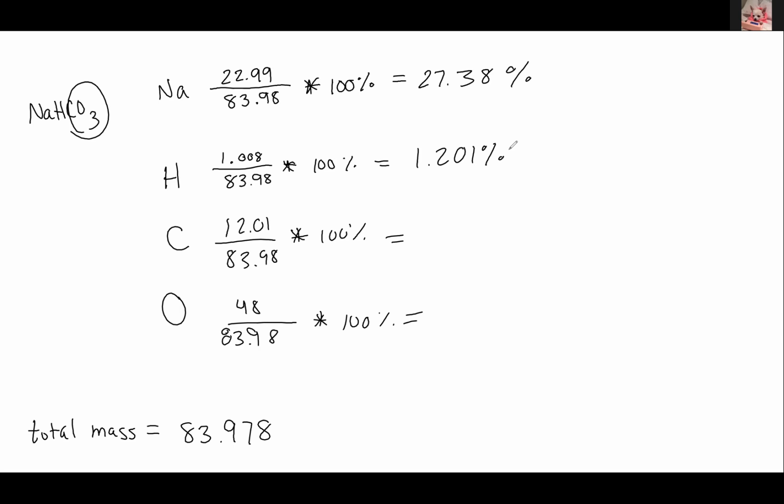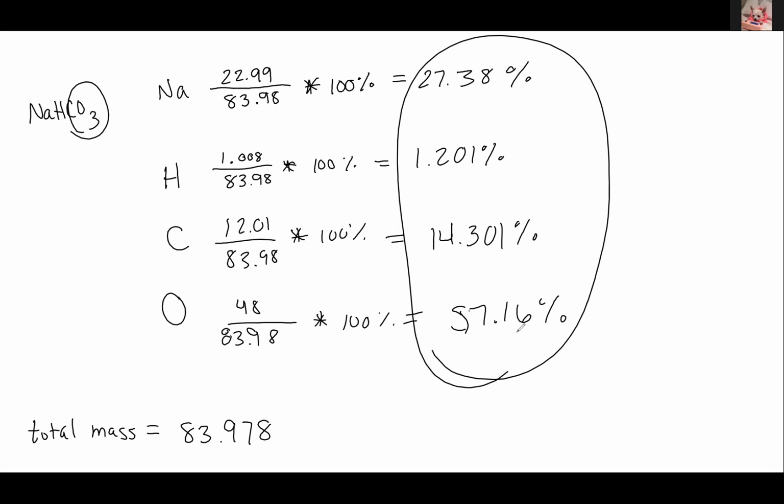So what's carbon's? 14.301. And then 57.16. Yeah, there you go. Now that we know all the percentages for every single one of them, you're just gonna do this process every single time. Whenever you're given a percent composition, you're just gonna do the mass of the element over the total mass and then times 100. And then just don't forget to multiply any of the extra moles that you may have, like the 3 oxygens. So are you guys good with that, or do you want to do another one?